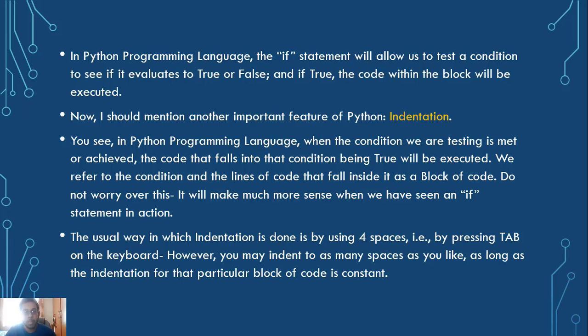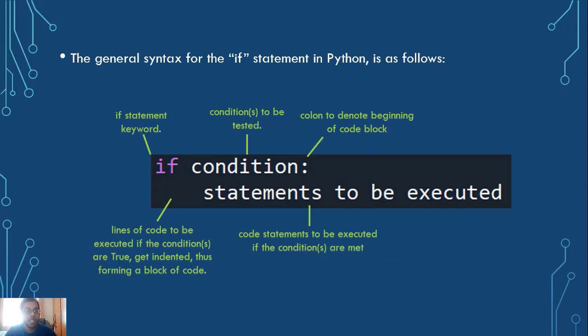The usual way in which indentation is done is by using 4 spaces, that is, by pressing tab on the keyboard. However, you may indent to as many spaces as you like as long as the indentation for that particular block of code is constant. The general syntax for the if statement in Python is as follows. If condition colon statements to be executed.